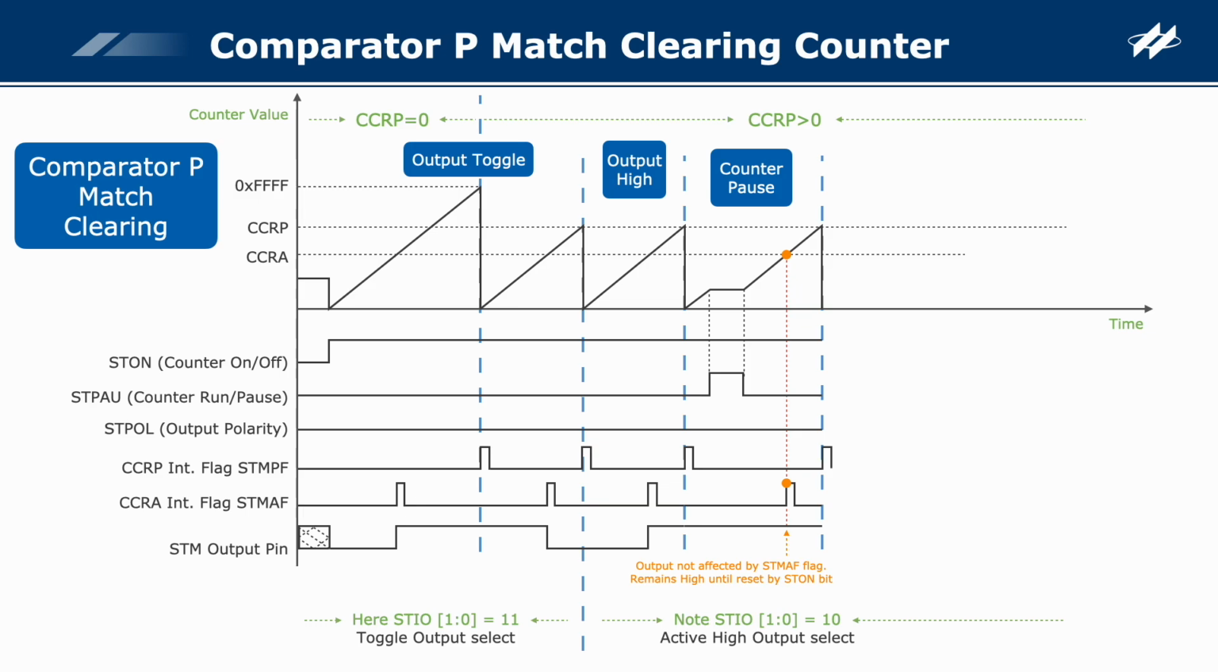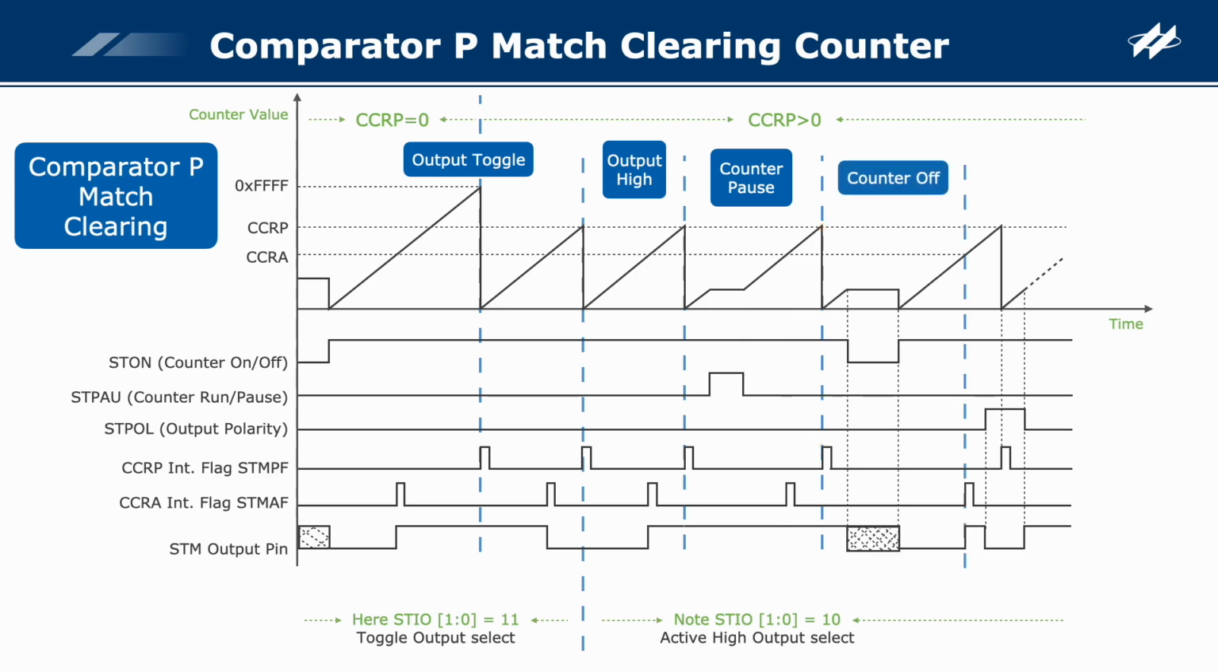After a comparator A match occurs, the STMAF interrupt request flag will be changed to 1, however the output will not be changed because the current external pin state is high. The counting continues until a comparator P match occurs. The STMPF interrupt request flag will be changed to 1, and the counter will be cleared and restart counting.